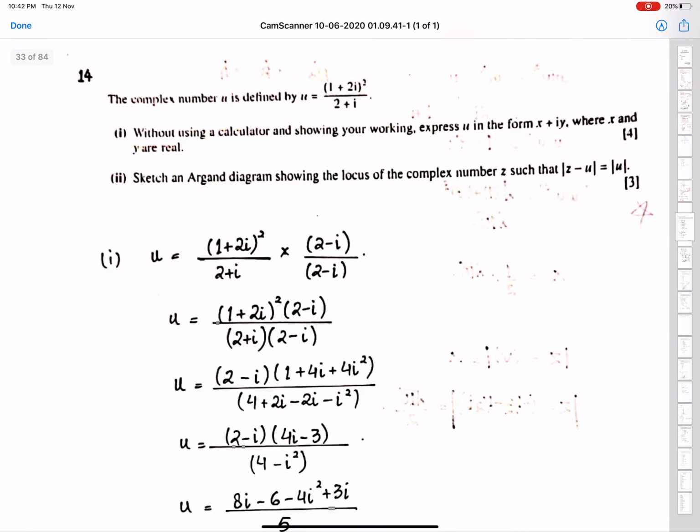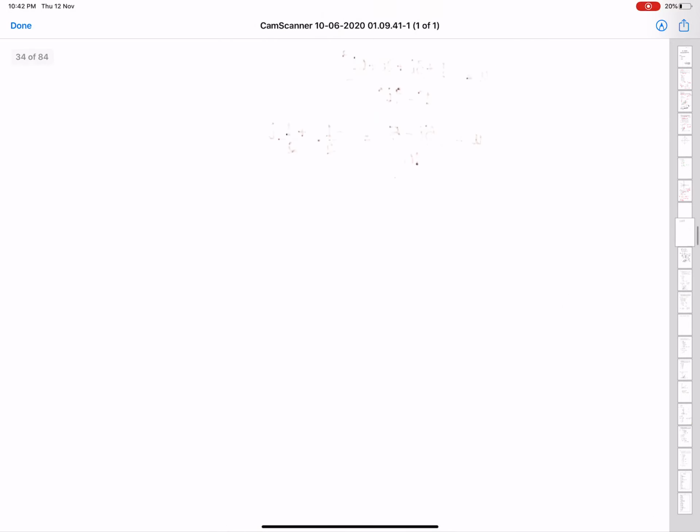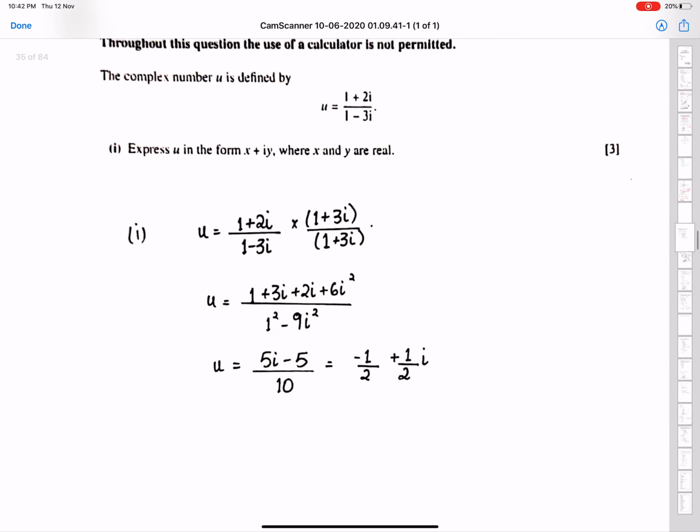Well, the first part is simple. I'm leaving the first part for you. The second part is the equation of a circle. You can draw the circle yourself. I'm leaving this for you. Now 15, the first part is simple. I'm leaving this for you, rationalization.